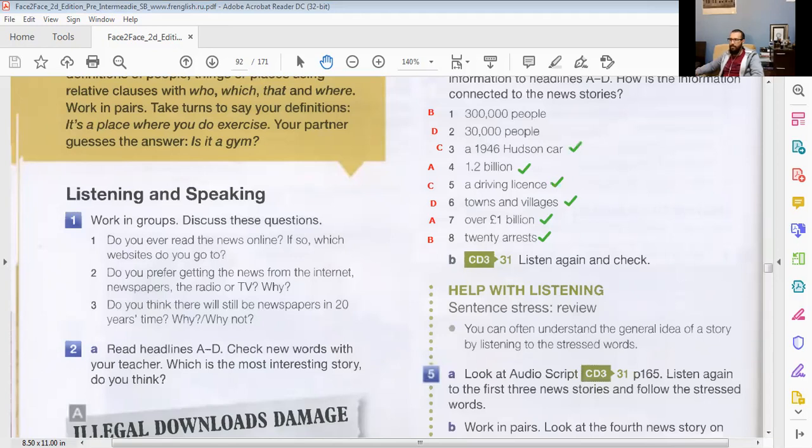Okay, so this means most of them are correct, right? So what about number 1 and 2? What are the correct answers for number 1 and 2?